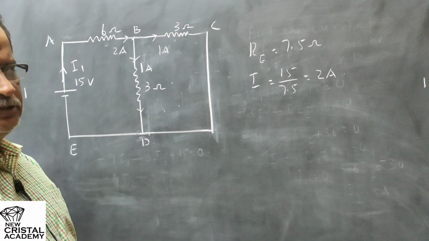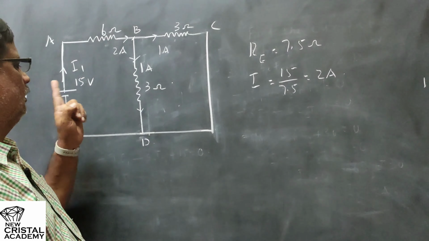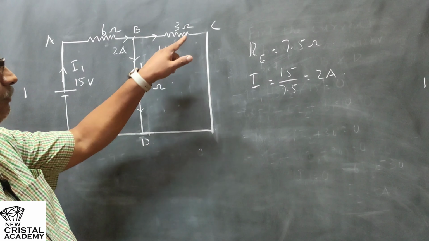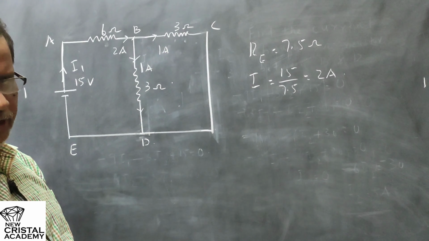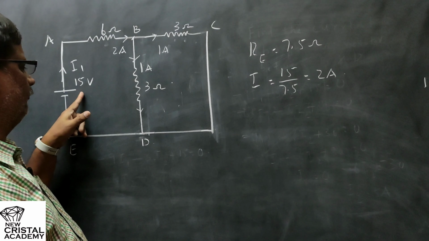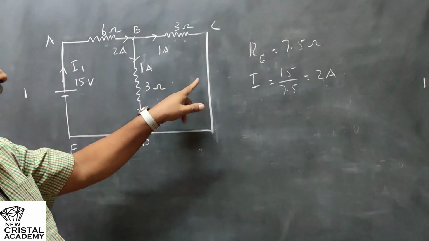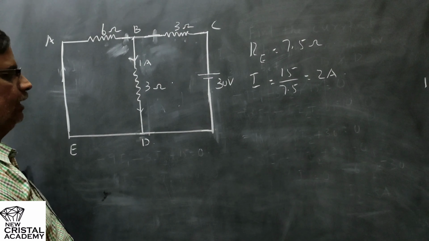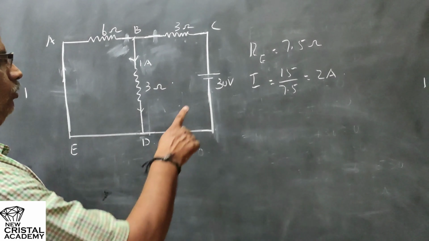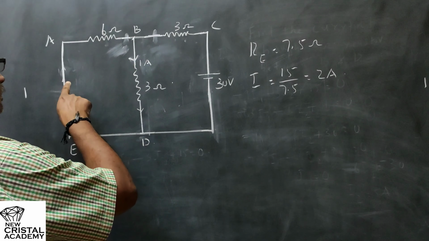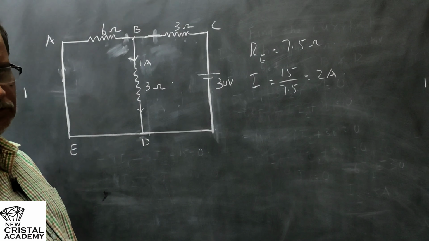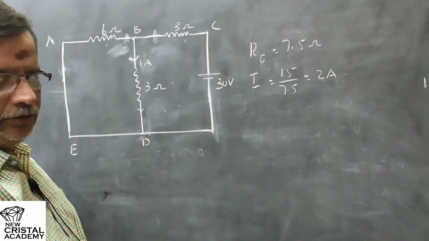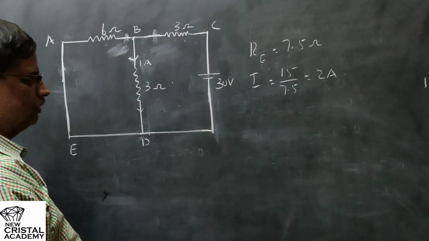Clear? This is the situation when we consider only the cell of EMF 15 volt. We have removed the cell of 30 volt but kept the resistance at the same position. Okay, now let us see what happens when we remove the 15 volt cell and keep the 30 volt cell at the same position. So I have modified the diagram and kept the 30 volt cell at the same position and removed the 15 volt one from the circuit. But the resistance 6 ohm is kept at the same position. Now let us see what the current flowing through the 3 ohm resistor is.